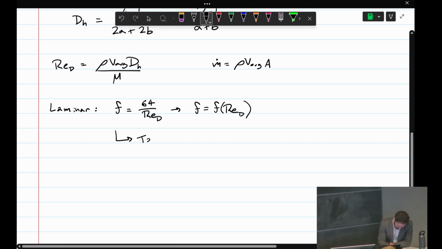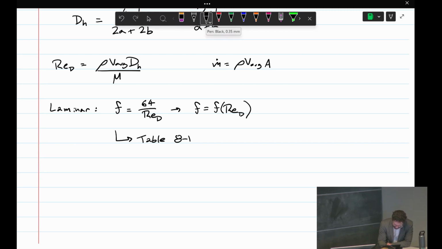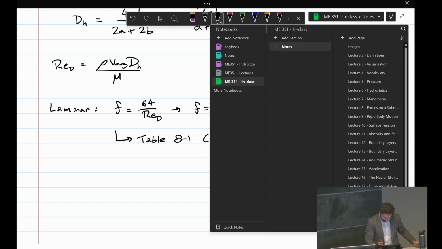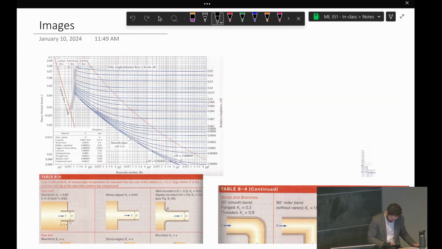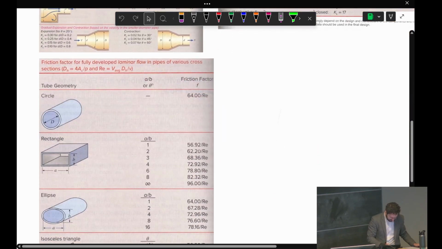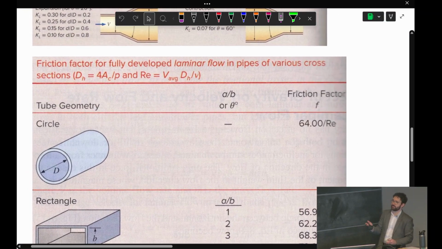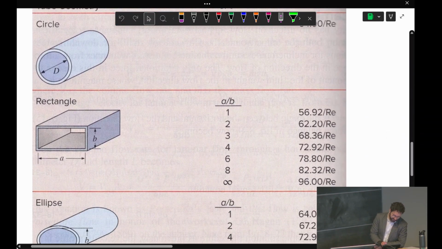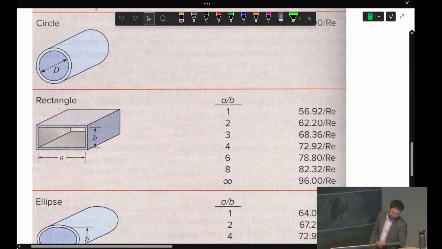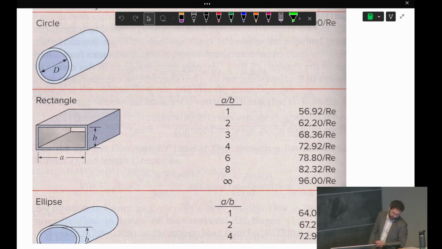And so we should use this table 8-1 from the Cengel book. Once you finish writing that, I'm going to show you what this table looks like. I posted this on Learn. So this is the table down here. The first thing we have is the circle. Again, 64 over the Reynolds number. For the rectangular duct, we get different friction factors depending on the cross-sectional shape there.